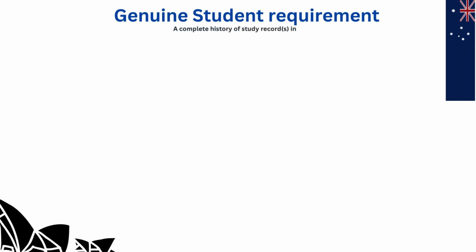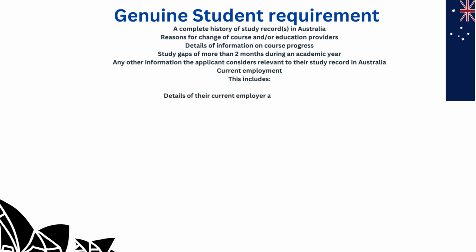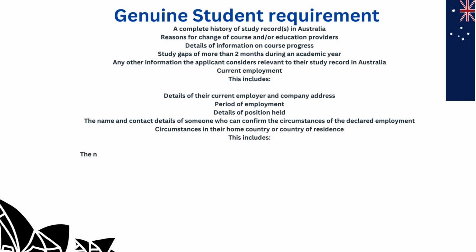a complete history of study records in Australia, reasons for change of course and/or education providers, details of information on course progress, study gaps of more than 2 months during an academic year. Any other information the applicant considers relevant to their study record in Australia. Current employment. This includes details of their current employer and company address. Period of employment. Details of position held. The name and contact details of someone who can confirm the circumstances of the declared employment. Circumstances in their home country or country of residence.